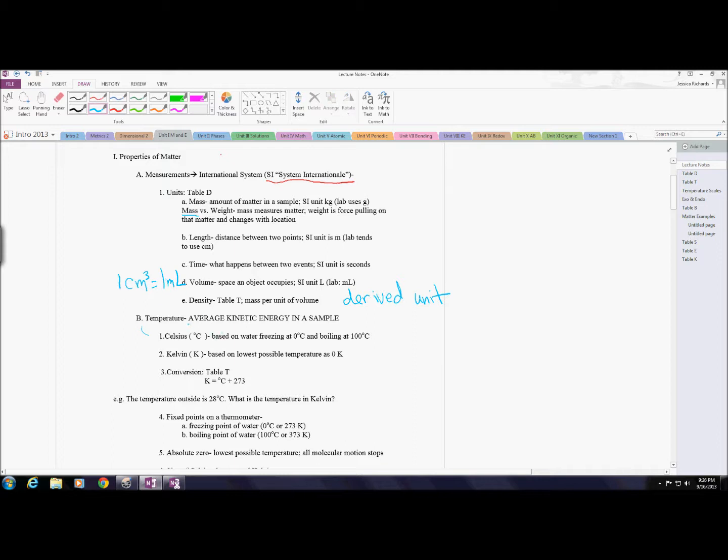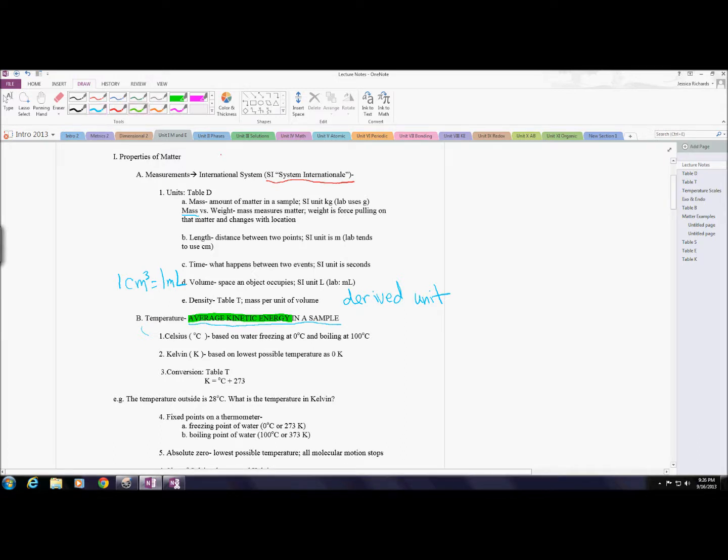Temperature is the average kinetic energy in a sample. This definition becomes really important because if a test question says you have these two samples, which has the highest average kinetic energy, you're basically looking for the highest temperature. So whenever you see average kinetic energy in a test question, I want you to write above it temperature, because they are the same thing. Average kinetic energy, temperature.